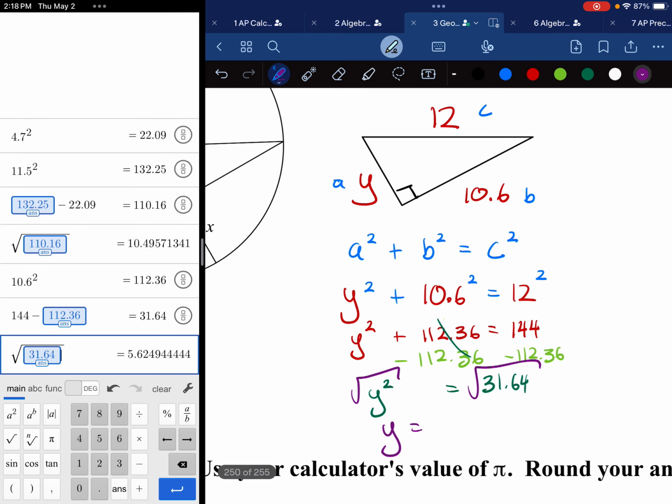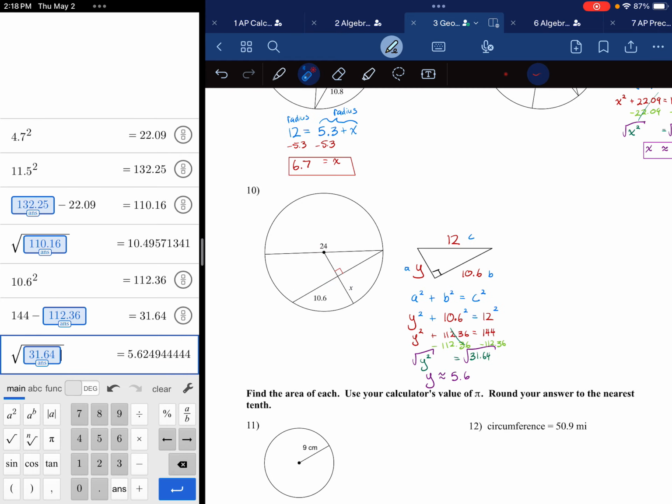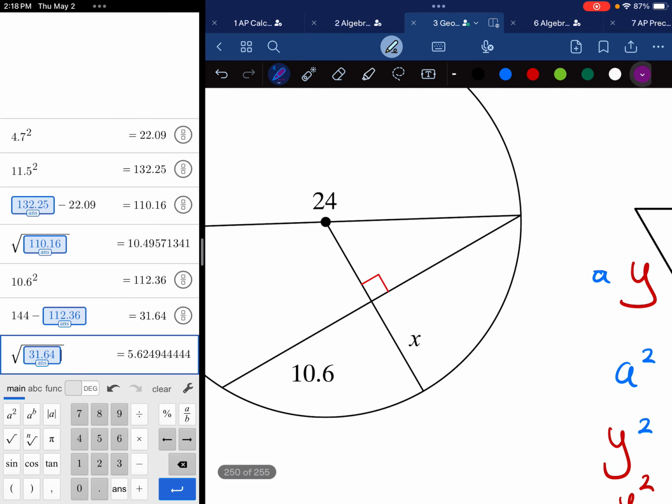It's going to be the square root of that answer, so I should get rid of the equal sign and make this a wavy equal sign, meaning it's approximately 5 point, and then 1 decimal place, so that 6 stays a 6 because it's followed by a 2. So about 5.6. This is not the answer. This is this length right here. We have found that that length is about 5.6.